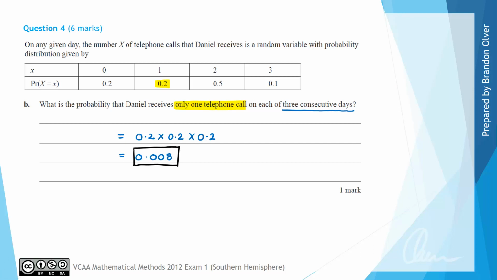Now, if you're not as confident with decimals, this calculation could have been done using fractions. 0.2 is the same as a fifth. So you'd have 1/5 times 1/5 times 1/5, and that would equal 1 times 1 times 1 is just 1 on the top line, and 5 times 5 times 5 gives 125 on the bottom line. So that would have been an equivalent answer as a fraction.